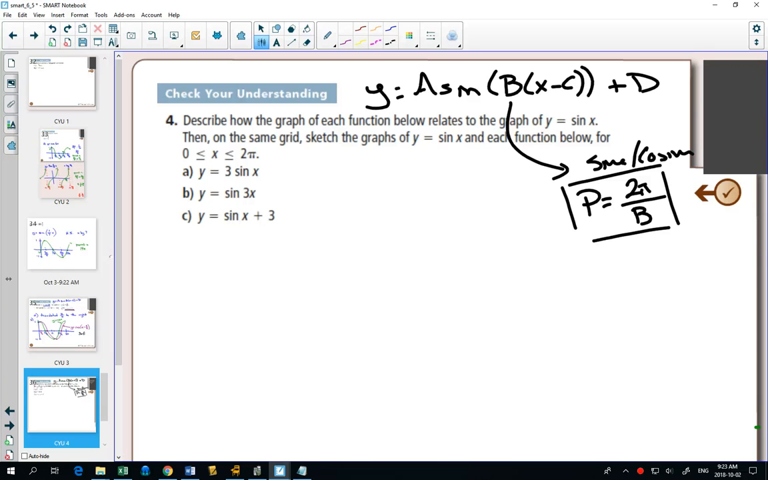So in example 4, we do get the first time the D value comes up only in part C. Part A and B are review. And then what we're going to do in the next section is put them all together. So far we've just been dealing with one at a time. So for part A, y equals 3 sine x.